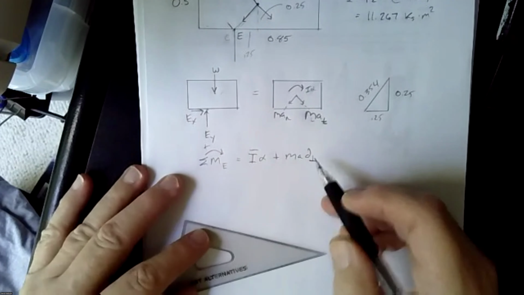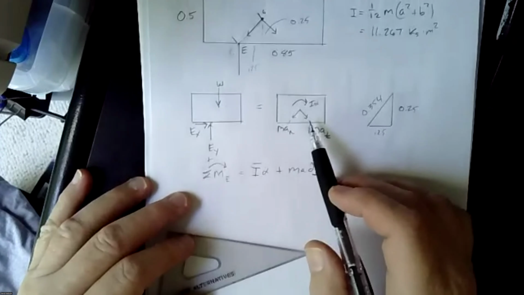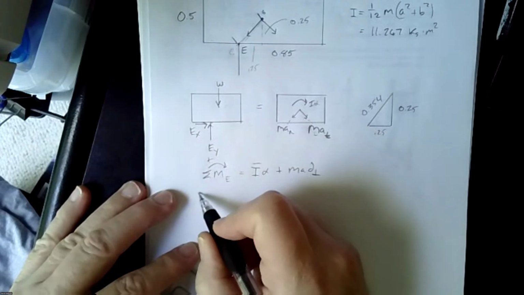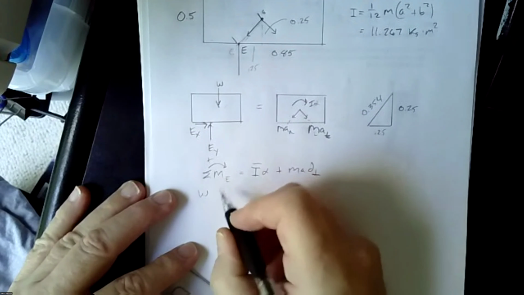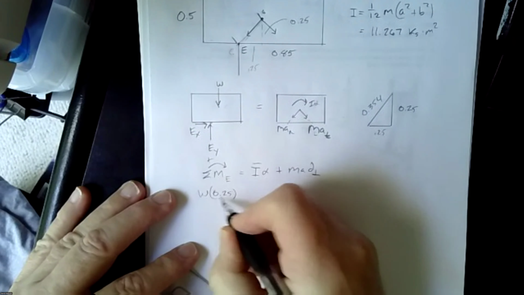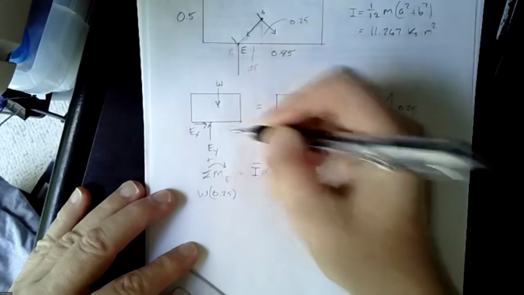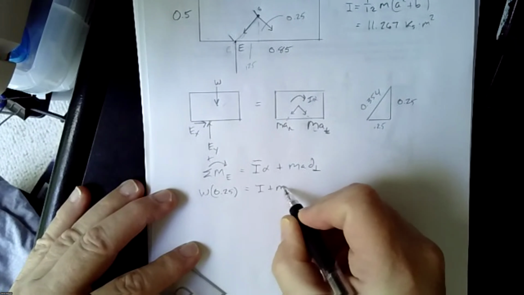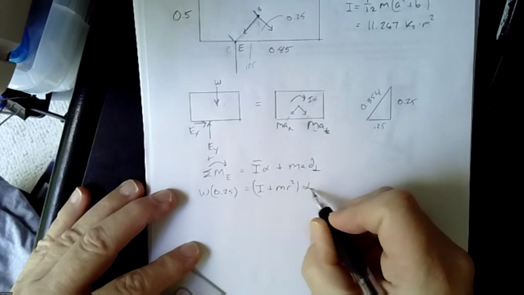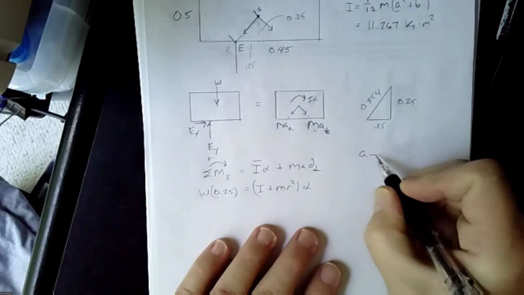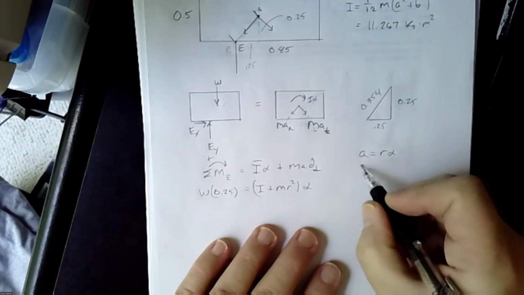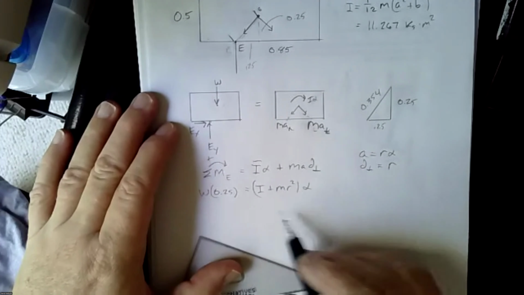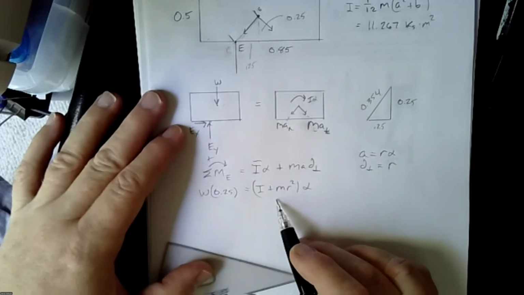So if we look at our sum of our moments, what do we have? Well, the only thing is the weight. So it's going to be the weight times 0.25, right? Because that's that distance and the weight's straight down. And that's going to equal I plus m r squared times alpha. Remember how we say acceleration is r alpha, d perpendicular is r. So if we substitute those here, that's what we get. And again, it's just the parallel axis theorem.